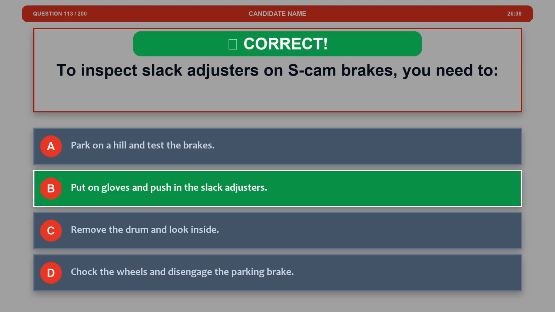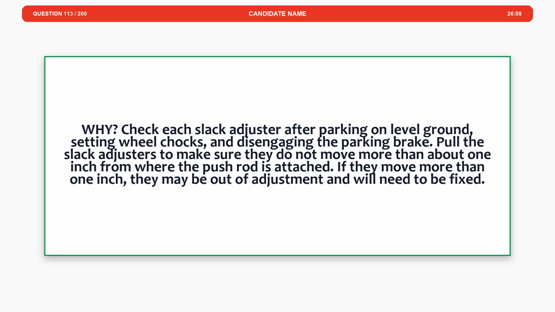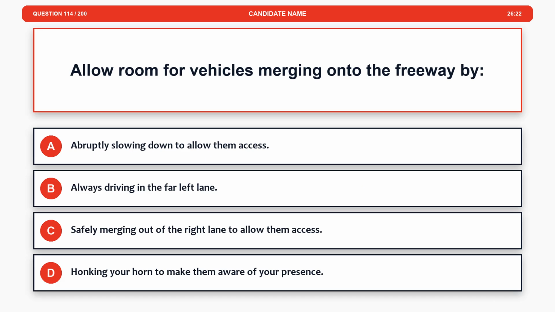The correct answer is option B, put on gloves and push in the slack adjusters. Explanation: check each slack adjuster after parking on level ground, setting wheel chocks and disengaging the parking brake. Hold the slack adjusters to make sure they do not move more than about 1 inch from where the push rod is attached. If they move more than 1 inch, they may be out of adjustment and will need to be fixed.